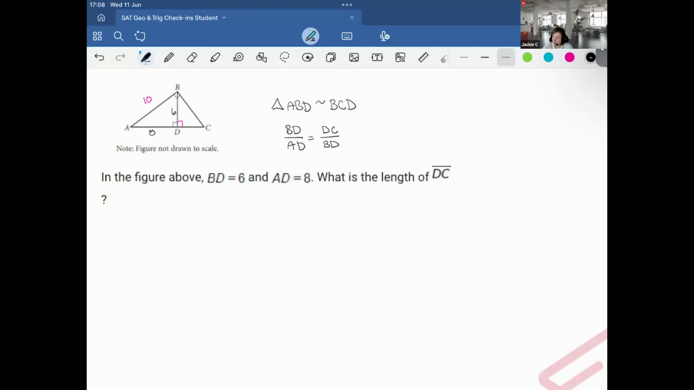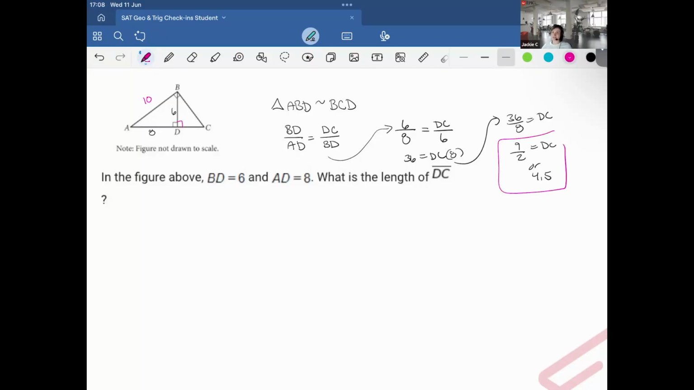Then with this information, now I can fill in the missing pieces. So this would be 6, AD would be 8, DC is what I'm solving for, and BD is 6. So this would be 36 is equal to DC multiplied by 8. Divide each side by 8. So 36/8 is equal to DC, and I can divide everything by 4. So 9/2 is equal to DC, or 4.5.